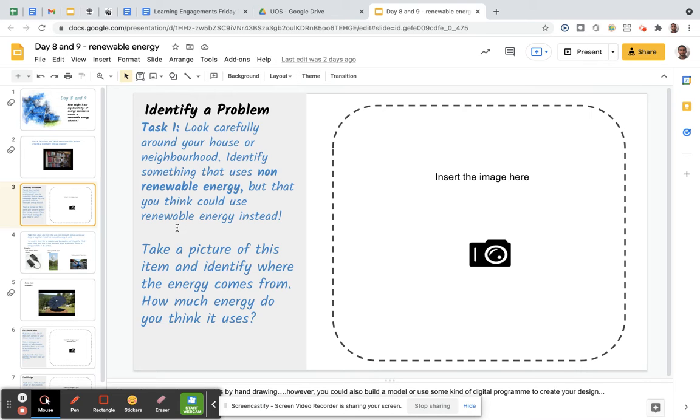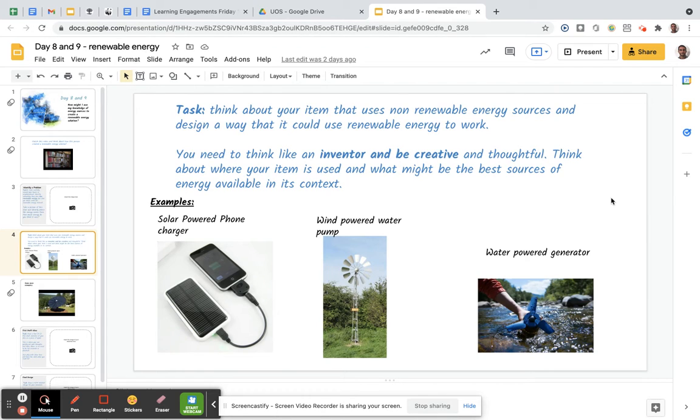Okay. So what I could do is take a picture of my phone being plugged in at night, take a photo of it, and explain that I don't think this is a particularly good use of non-renewable energy. I think this could be substituted by a renewable source. So your main task then is to think about your item that uses a non-renewable energy source and design a way that it could use a renewable energy source to work.